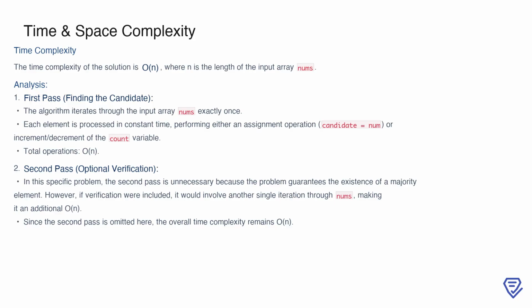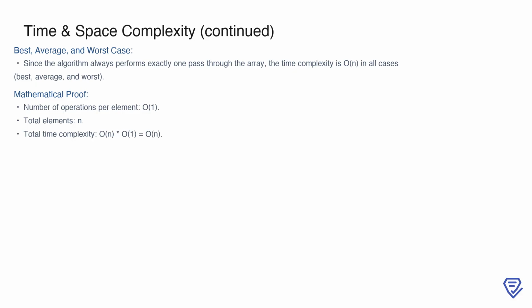Now, while a second pass through the array could be used to verify the candidate, this isn't required here because the problem guarantees the existence of a majority element. Without the verification step, the overall time complexity remains O(n), as there's only one complete iteration of the array involved. Now, let's consider the best, average, and worst-case scenarios.